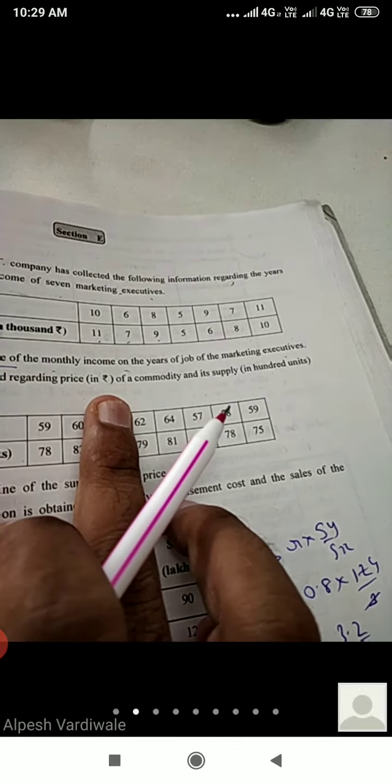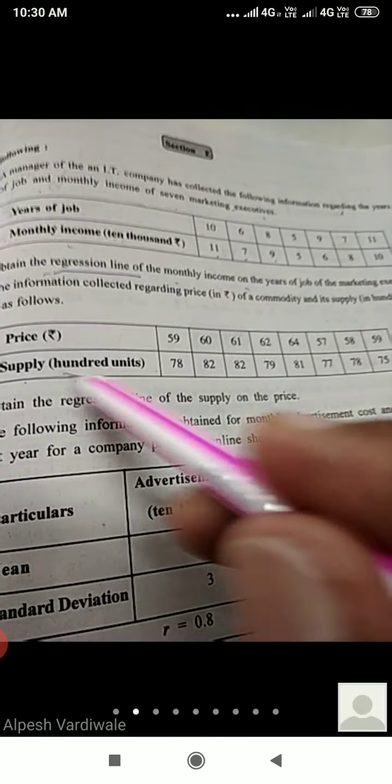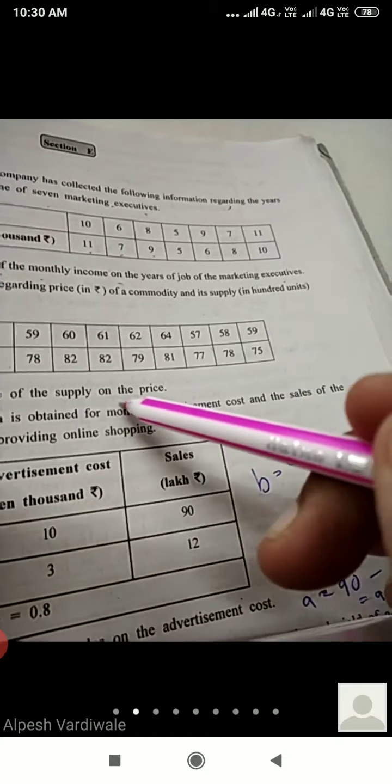The information collected regarding price in rupees of a commodity and its supply in 100 units is as follows. Price is given, supply is given. Supply 100 units is given. Obtain the regression line of supply on the price. Supply on the price, so y on x.